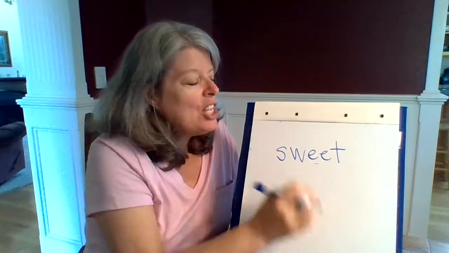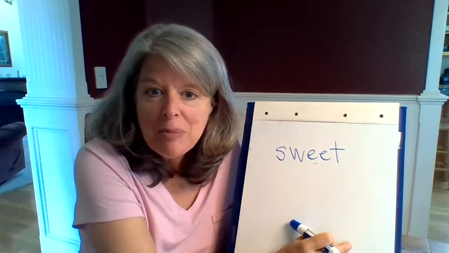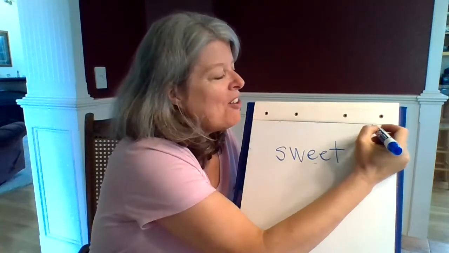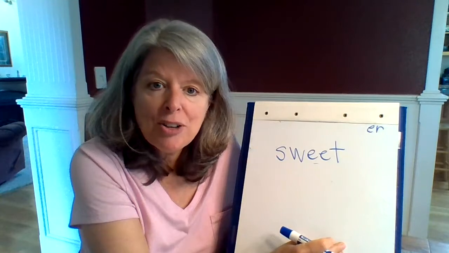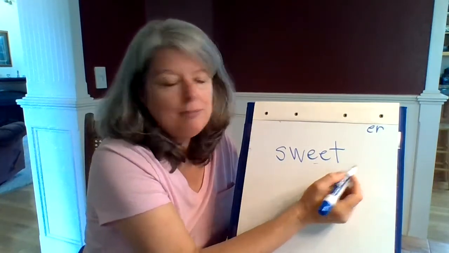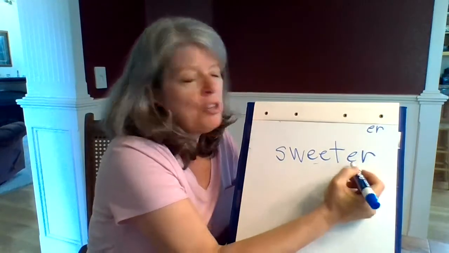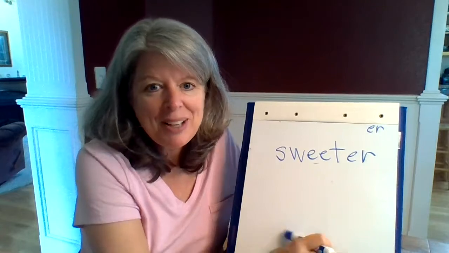All right. Sweet is our root word. Sweeter. That's a bossy R. How do we spell bossy R? E-R. Anything special we need to do to our root word before we add our bossy R to the end? No, it's not a short vowel. We can just add it to the end. There's no E that's already there that we have to think about. Just add your ER. Sweeter.